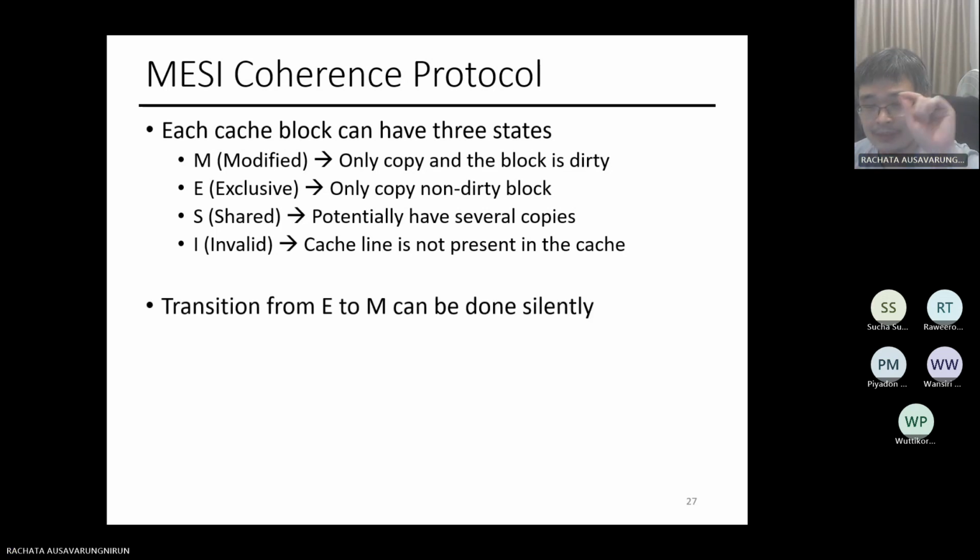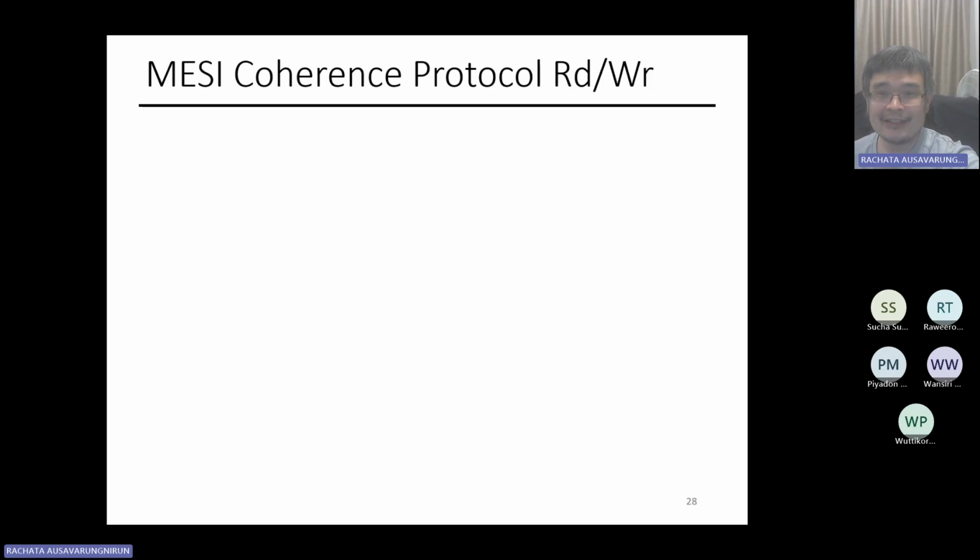Okay. The key idea is I can transition from exclusive to modify without telling anyone because no one else has a copy. I don't care. No one else has that block. I just transition from E to M silently.